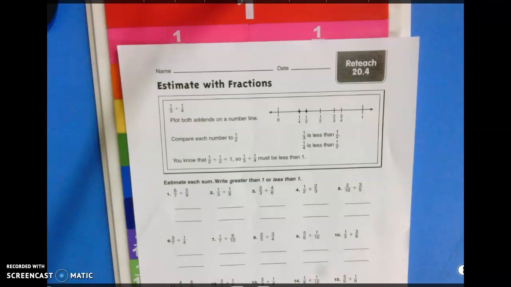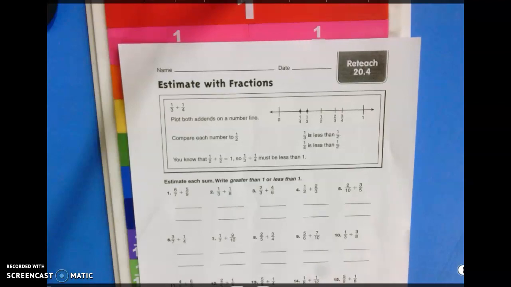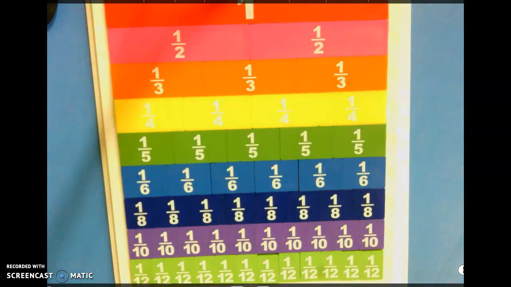fractions. We have estimated with adding, estimated with subtracting, and multiplying and dividing this year. And we always learn that we estimate so that we can get an answer that's in the ballpark. We are not going to find exact sums of fractions today, but we want to be able to get in the ballpark. And to do that successfully, we really have to imagine what those fractions look like in our mind. Or use one of these models.